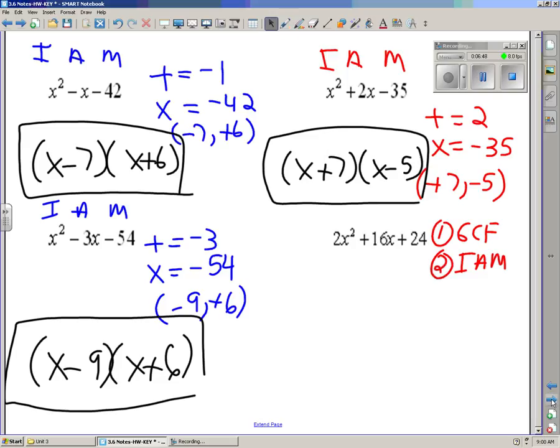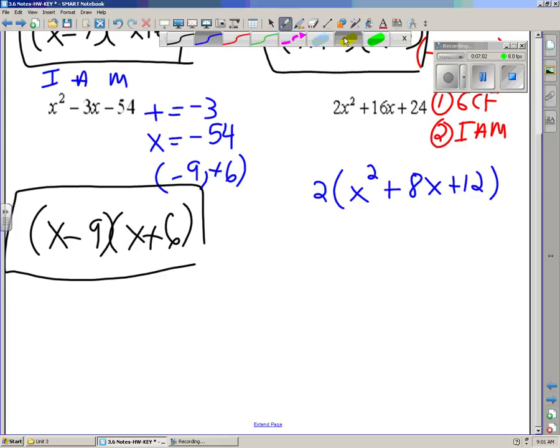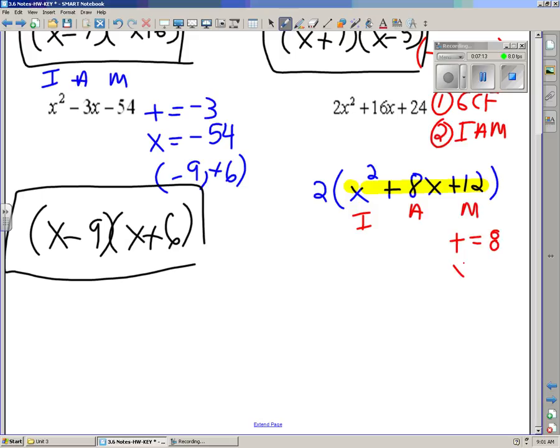So in terms of this particular problem, my GCF, what divides evenly into everything, is a 2. If a 2 comes out, what's left over is x squared plus 8x plus 12. What has to get done now is you're just going to IAM what's inside. So as I write IAM here, I think of what two numbers are going to add to give me an 8, but multiply to give me a 12, and I come up with those being 6 and 2, both of them being positive.